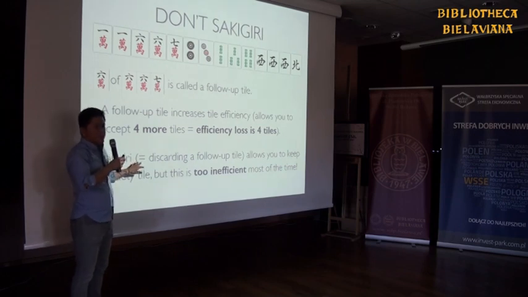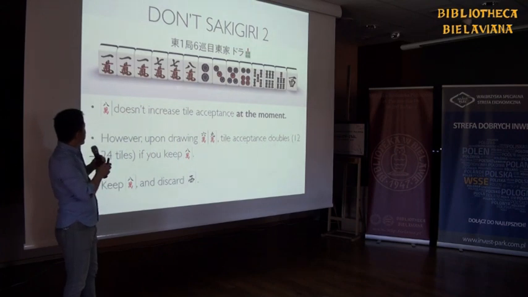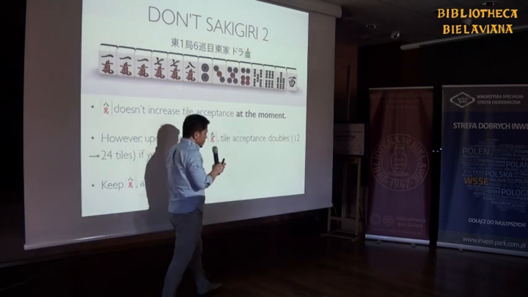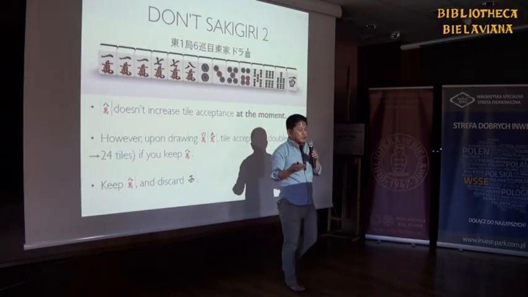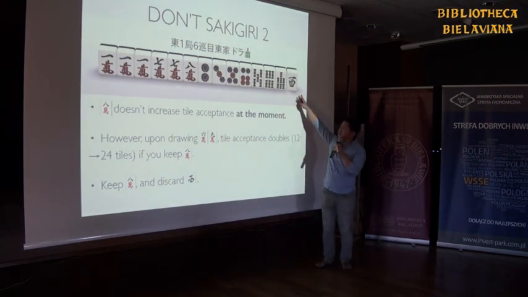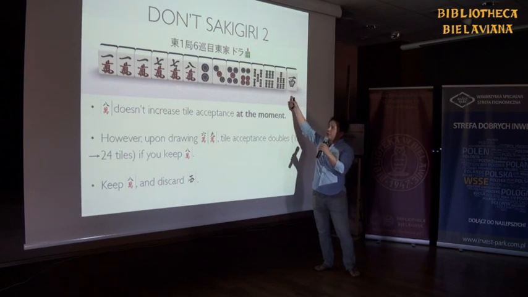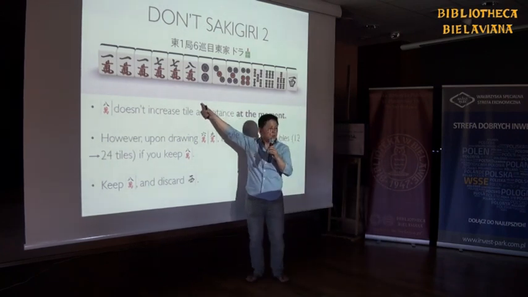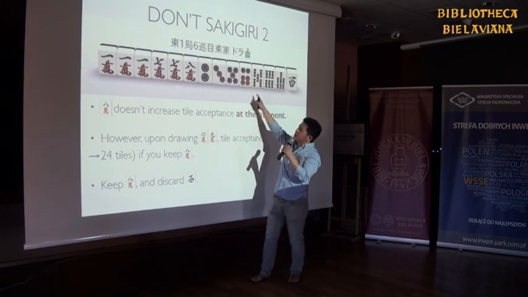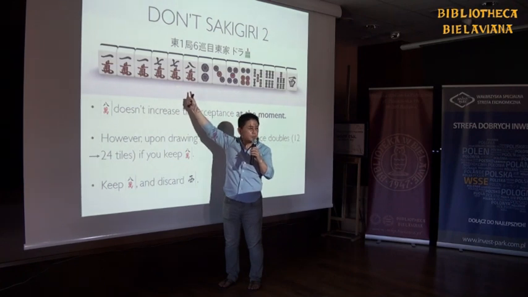So usually doing sakigiri involves non-negligible loss of tile efficiency. So you probably most of the time shouldn't do it. But yeah, before talking about exceptions, let's see several examples where you should not do sakigiri. So here, you draw a potentially safe tile, west, and you now think whether to keep west and discard 8, right? And apparently 8 does not improve tile acceptance at all at this moment, right?